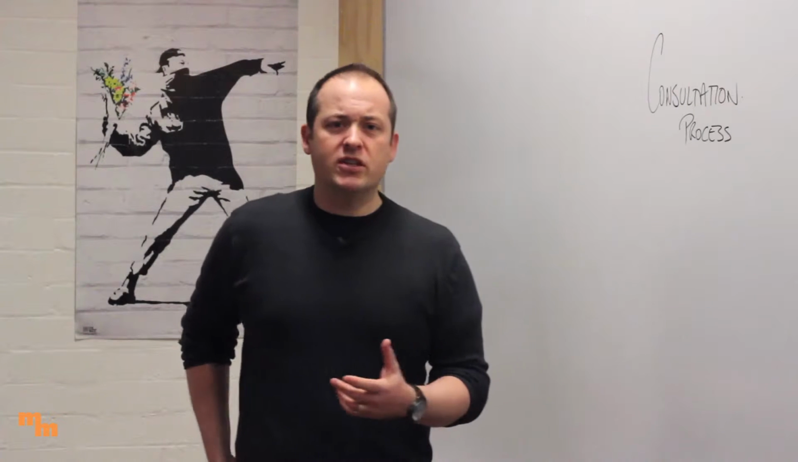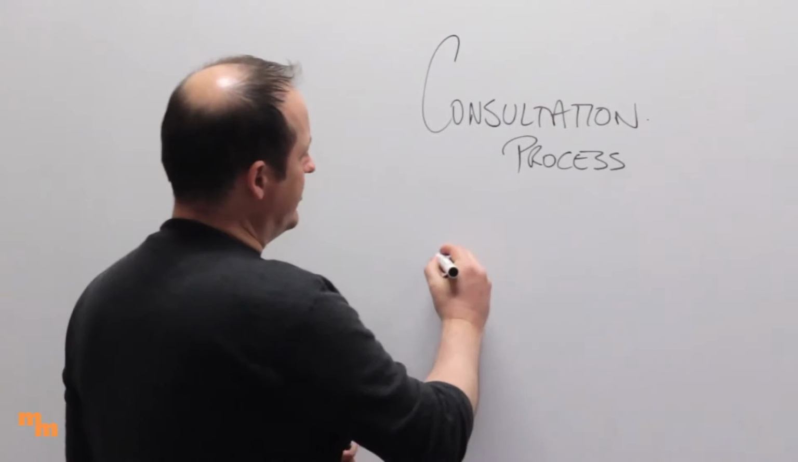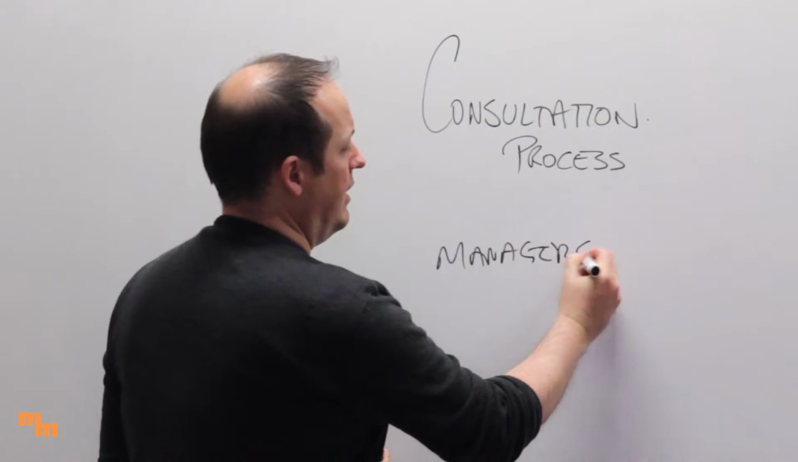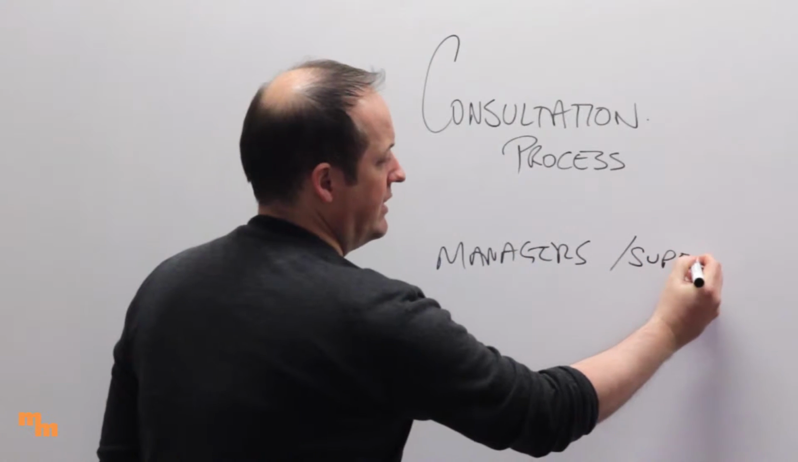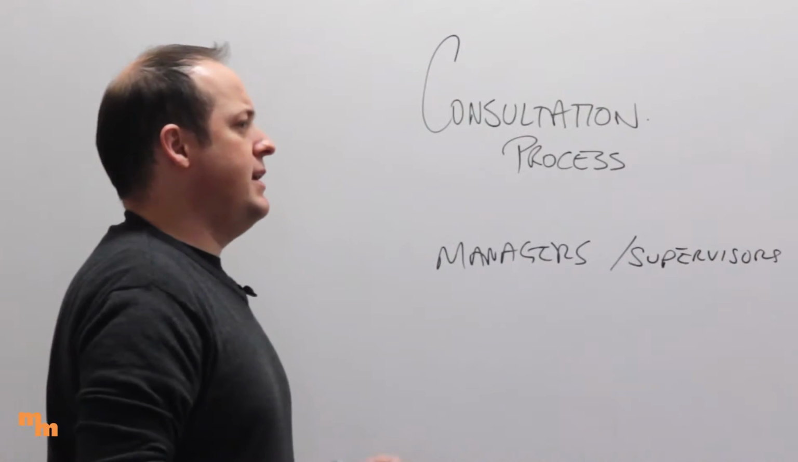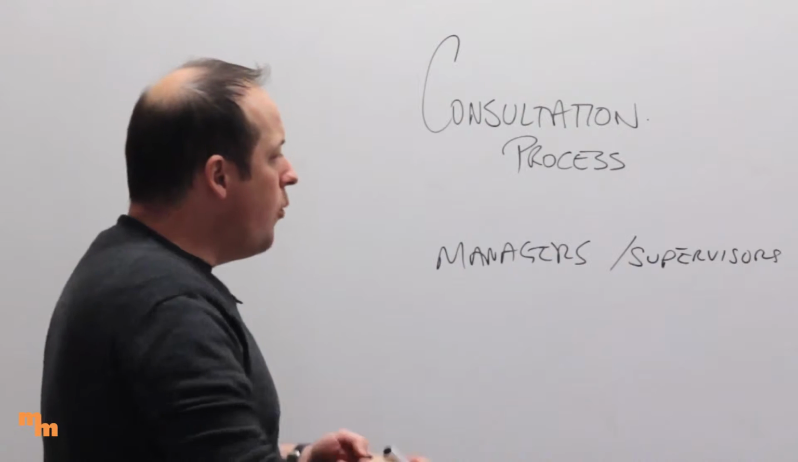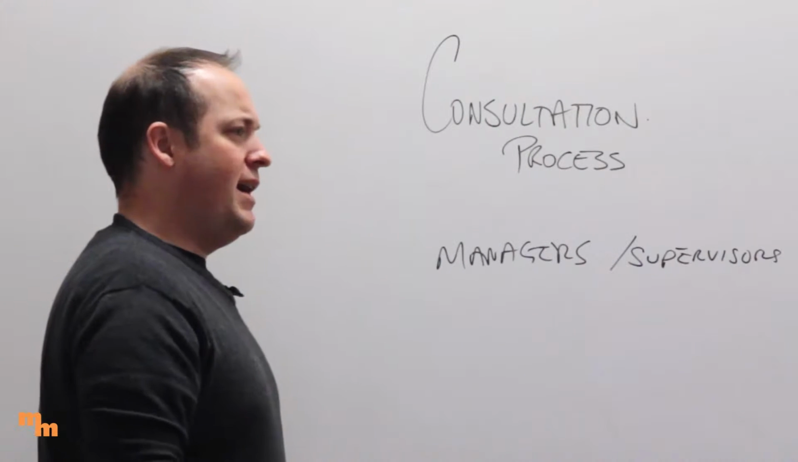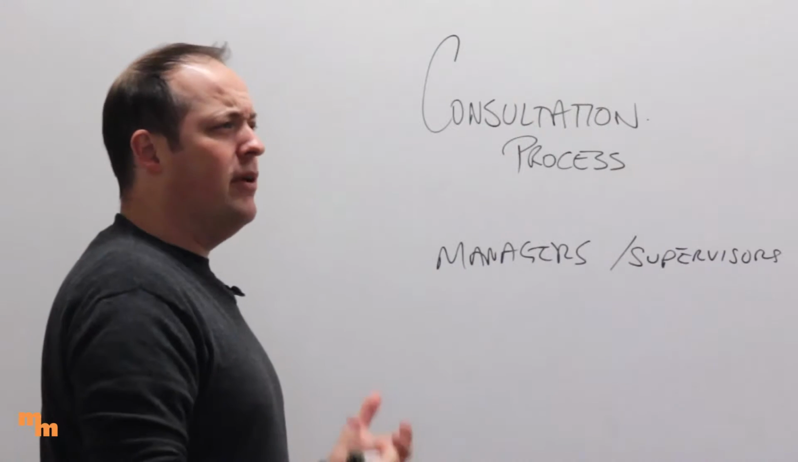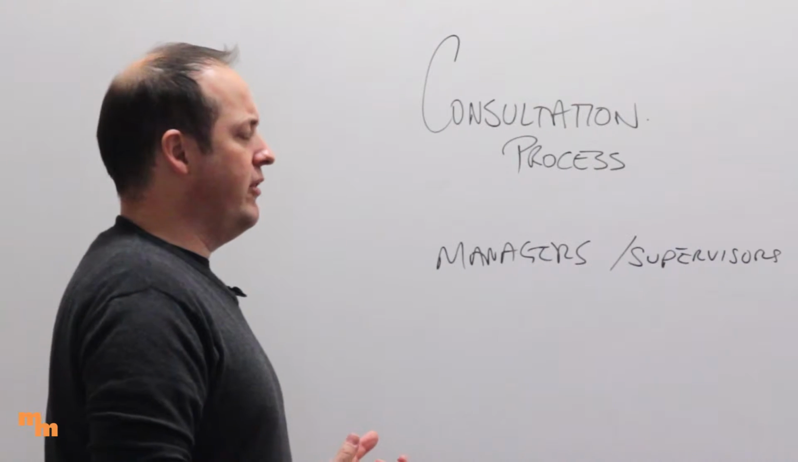So the people we need to start to consult are our managers and supervisors. These are the people who are going to be out there implementing a lot of these things. If they have to run it, they need to know exactly what's going on. What am I about to do? What's going to happen? Who will be involved? How will it happen? When will it happen? Where will it happen? All that information they really need to know.